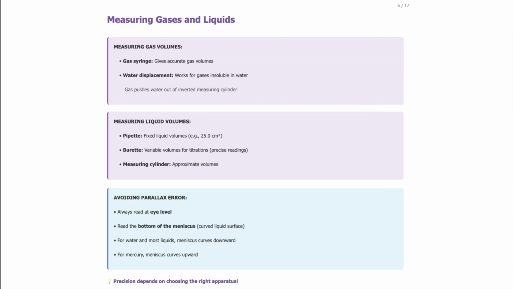Gas syringes give accurate gas volumes, while water displacement works for gases insoluble in water. Use a burette for titrations and a pipette for fixed liquid volumes. Always read the meniscus at eye level and note whether it curves upward or downward for accuracy.